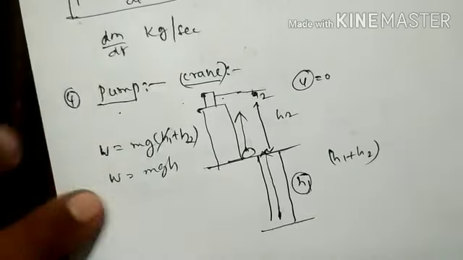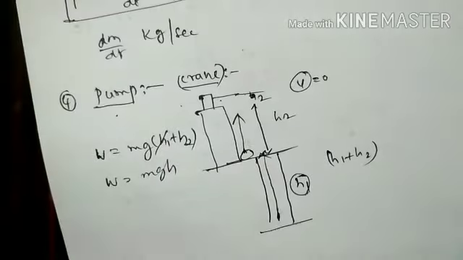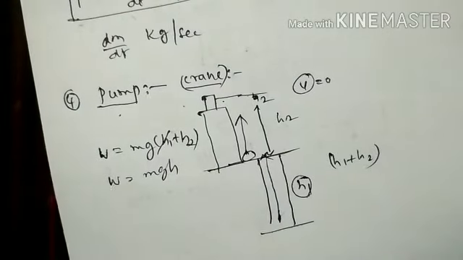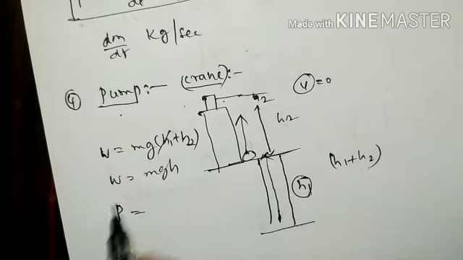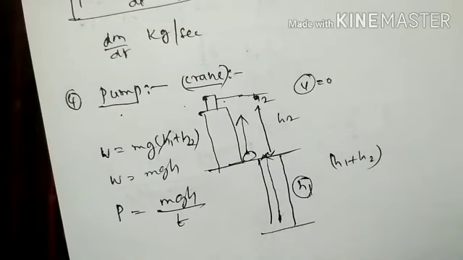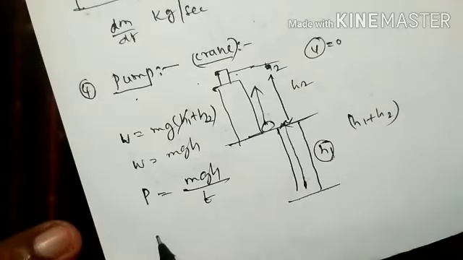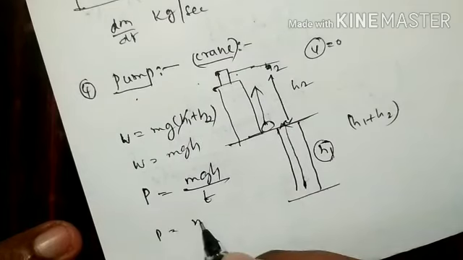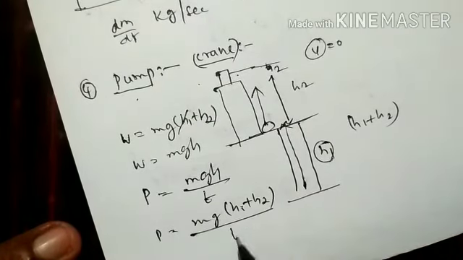So this work is done by the motor in lifting water to a height of h from the surface of the ground. Then the power delivered by the motor, if the tank is filled in a time of t seconds or t minutes, is power P equal to mgh by t. So in the first case, you can write P equal to mg into (h1 plus h2) divided by t.